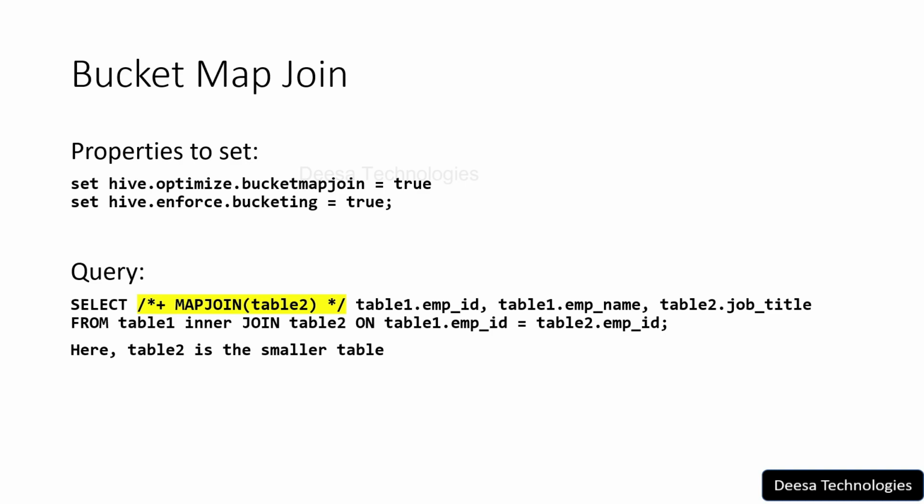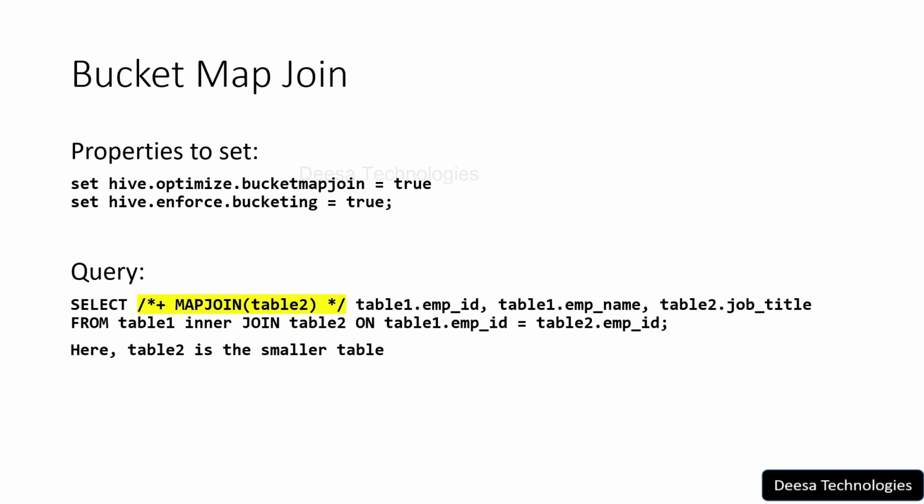Both your tables should have buckets, and the second condition is that they should be bucketed on the join key. So if you have table 1 and table 2 and your join key is, let's say, id, both your tables should be bucketed on the id column. And the other thing is the number of buckets between the two tables must be multiples of each other.